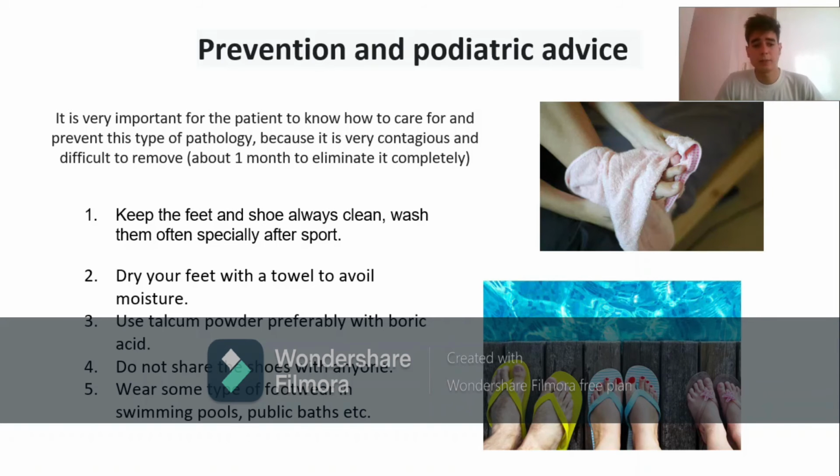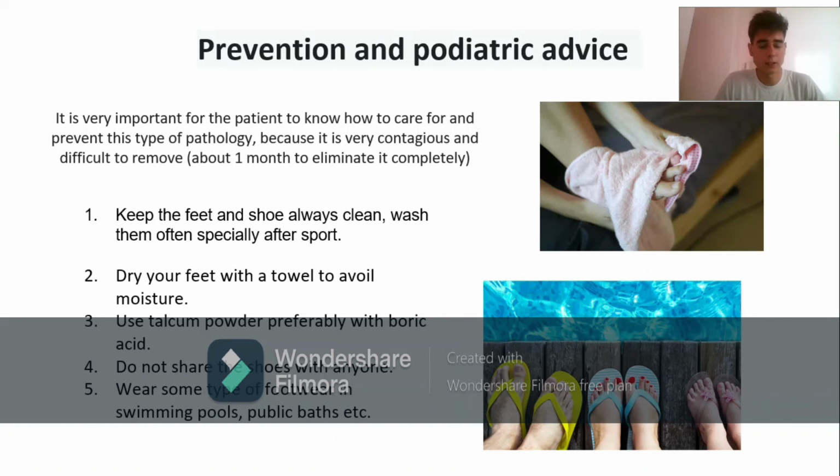Okay, the first step is to keep the feet and shoes always clean. Wash them often, especially after sport. The second step is to dry your feet with a towel to avoid moisture. The third one, use talcum powder, preferably with boric acid. Boric acid is a fungus killer, so if we mix it with talcum powder, it's going to be more effective.